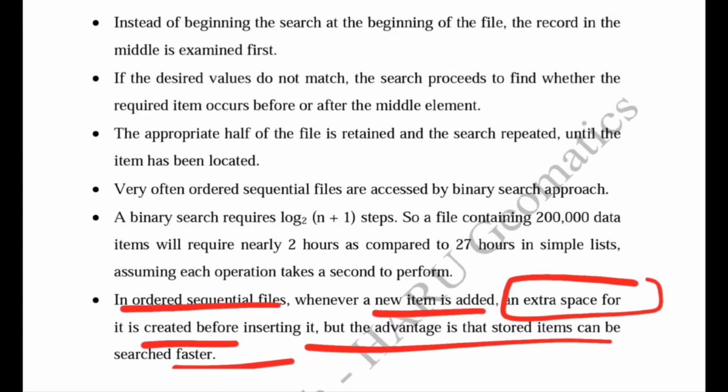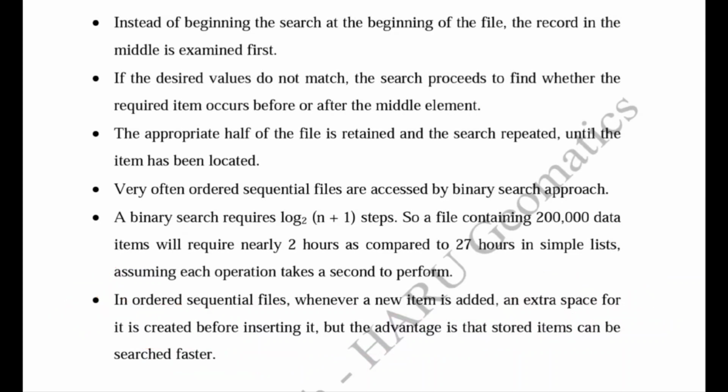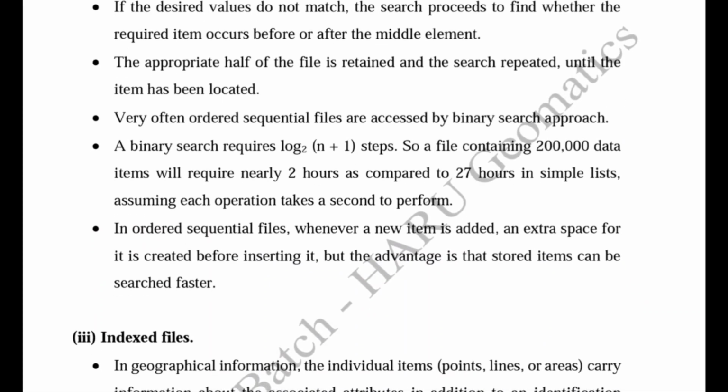These lines are very important for exam purposes, so we have to understand every point for the file structure. In the case of the simple list, the new item is added at the end of the data, but in the case of the ordered sequential file, we store the data alphabetically. So for that we already provide extra space before inserting it. So the advantage is that we can easily store items and we can search for them faster. So these were the two types of file structure.